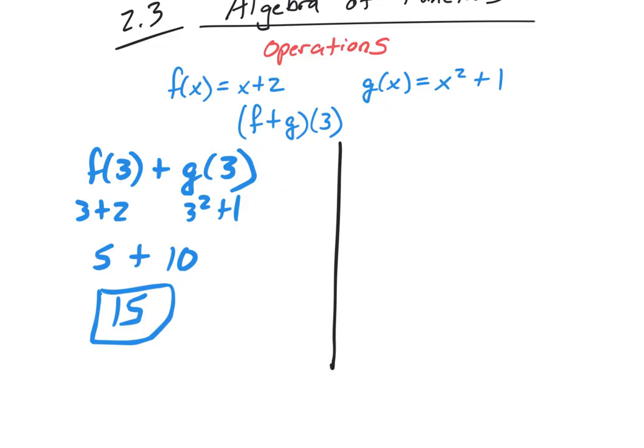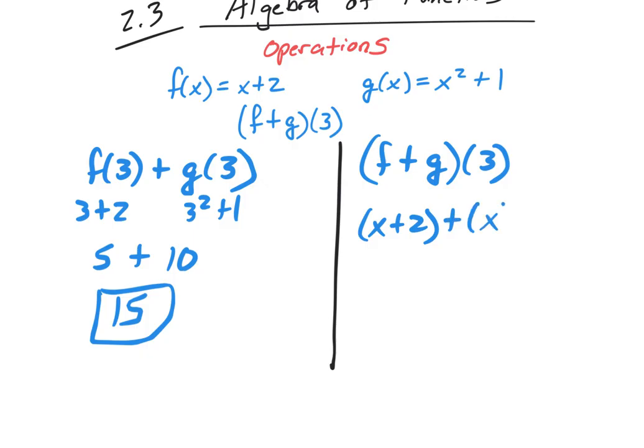The second way we could do this, if I was going to do f plus g of 3, rather than separating them, I'm going to add the 2 functions together. So I'm going to do x plus 2 plus x squared plus 1. We're going to combine like terms, if there's anything to combine. In this case, the 2 and the 1 can combine together. So we have x squared plus x plus 3.